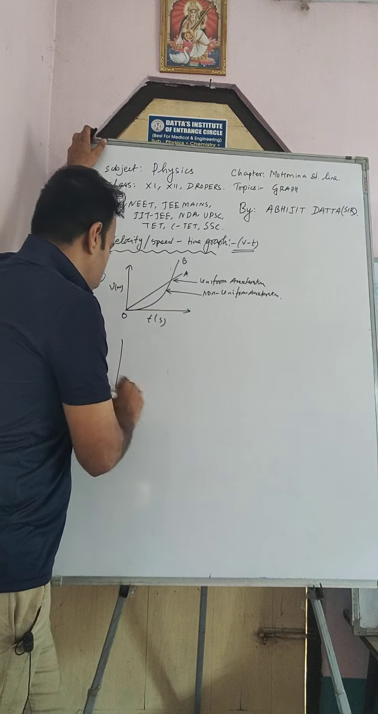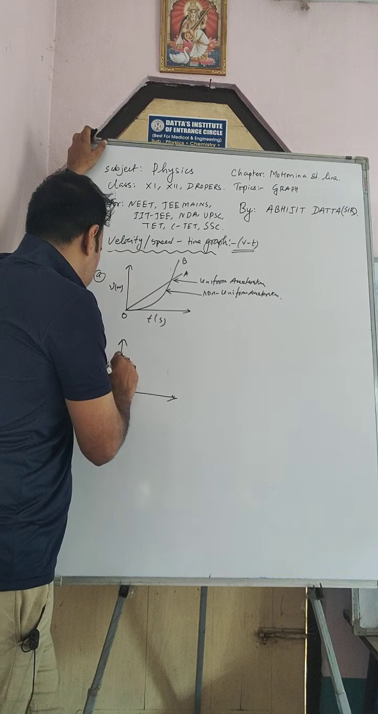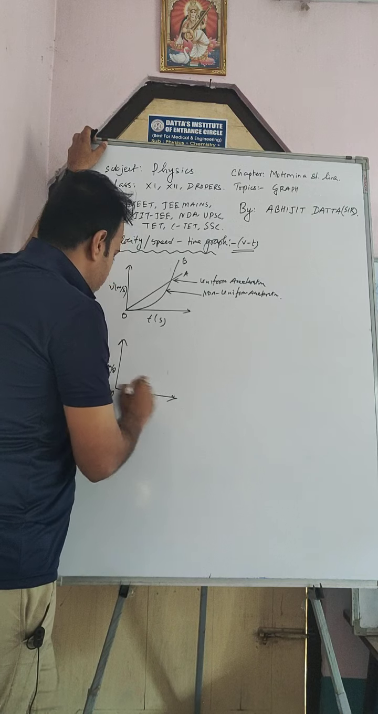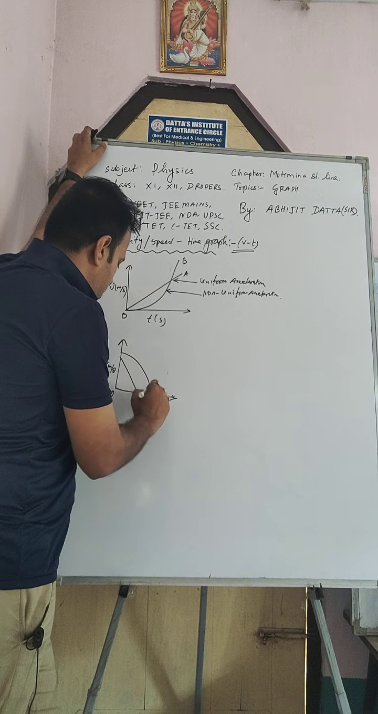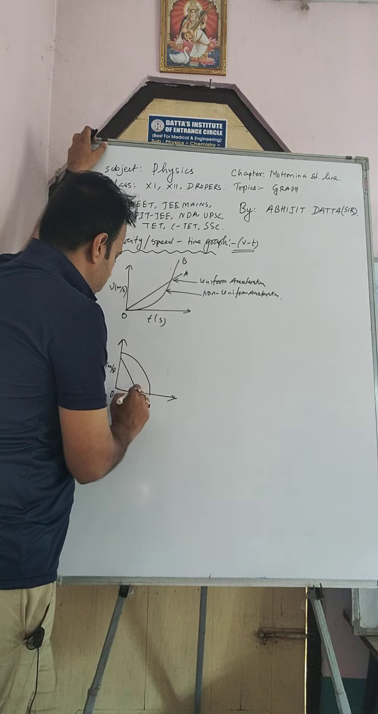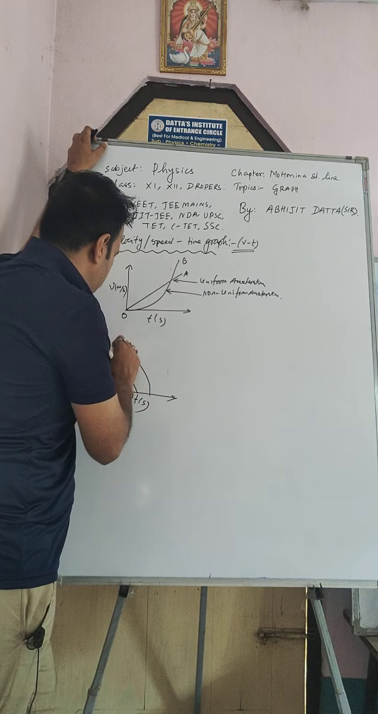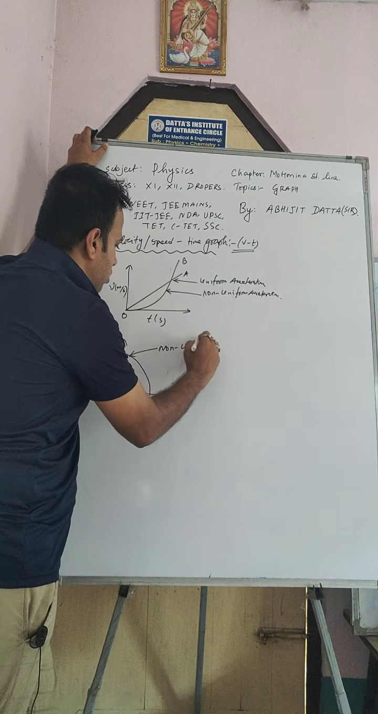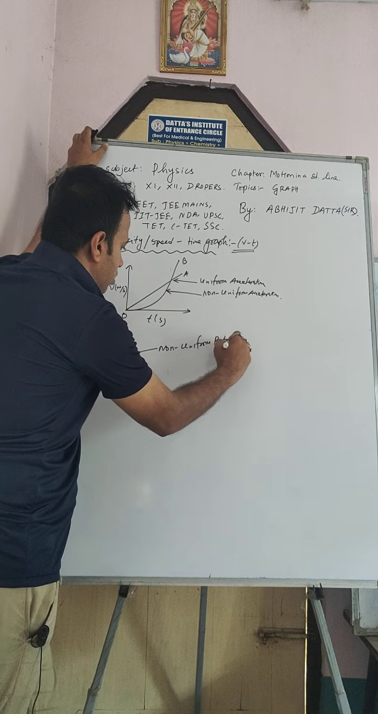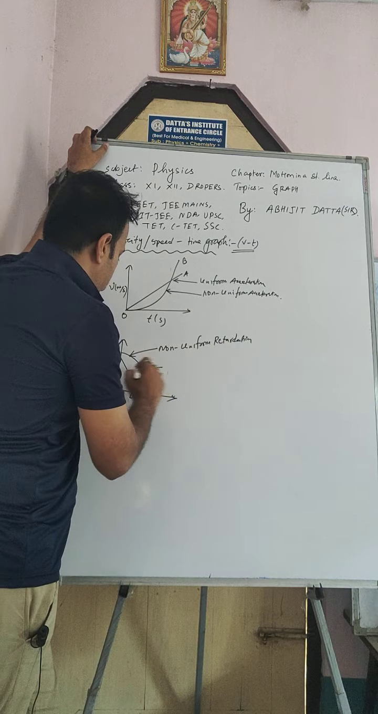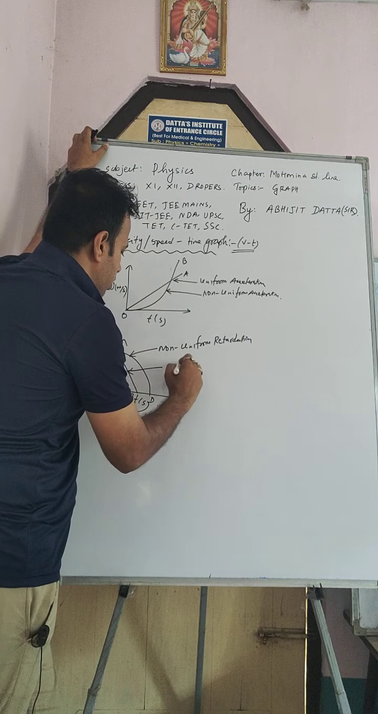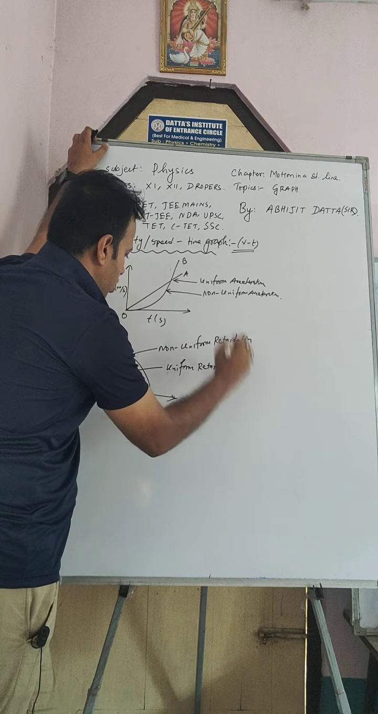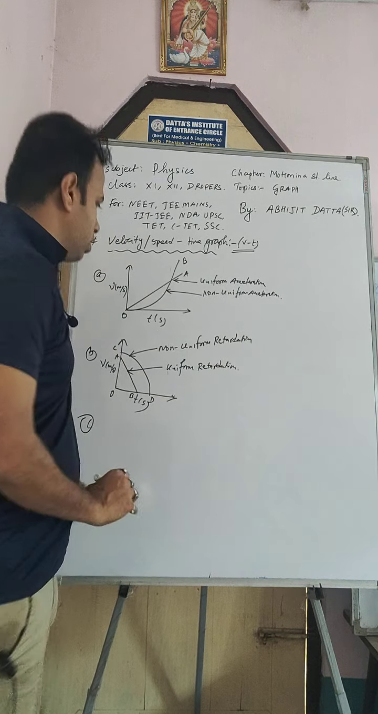Now graph B. Suppose one graph is like that, in meters per second, this one and this one. Suppose this one is AB and this one is CD. So this graph will be non-uniform retardation, and you also know that this will be uniform retardation. I hope all of you understood this part.